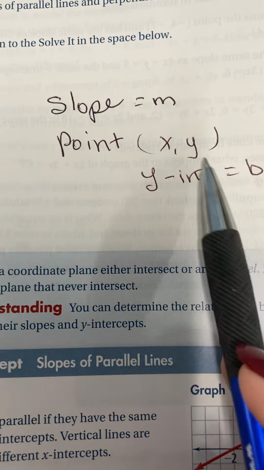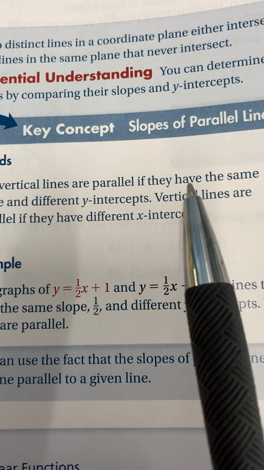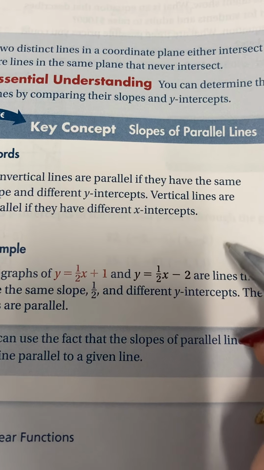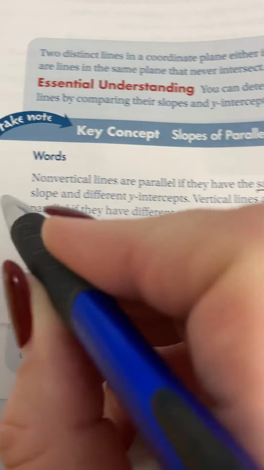All right, here we're going to talk about slopes of parallel lines, and it says non-vertical lines are parallel if they have the same slope but different y-intercepts. So same slope, different y-intercepts. The reason why two lines do not intersect is because their rising and running rate are exactly identical. It's kind of like two runners running the race at the same pace. They're never going to intersect, or no one will win the race because they're running at the same pace.